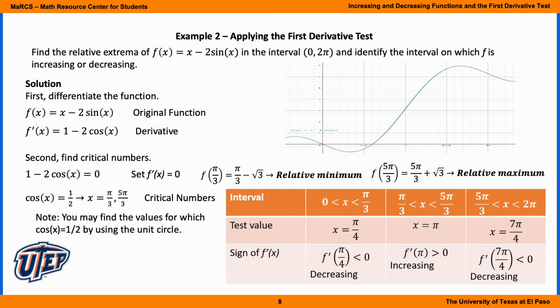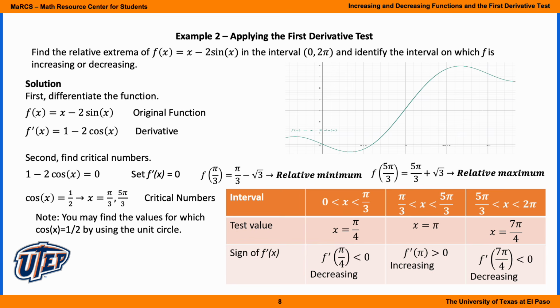Now, we also have a relative maximum because once again we have a sign change at 5 pi over 3. On the left-hand side, it is increasing, and on the right-hand side, it is decreasing. So once again, our x-coordinate for our relative maximum occurs at 5 pi over 3.